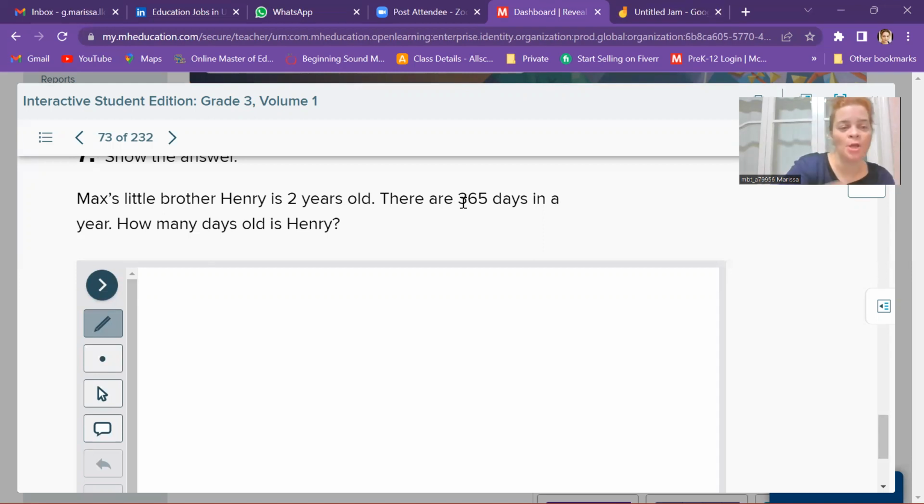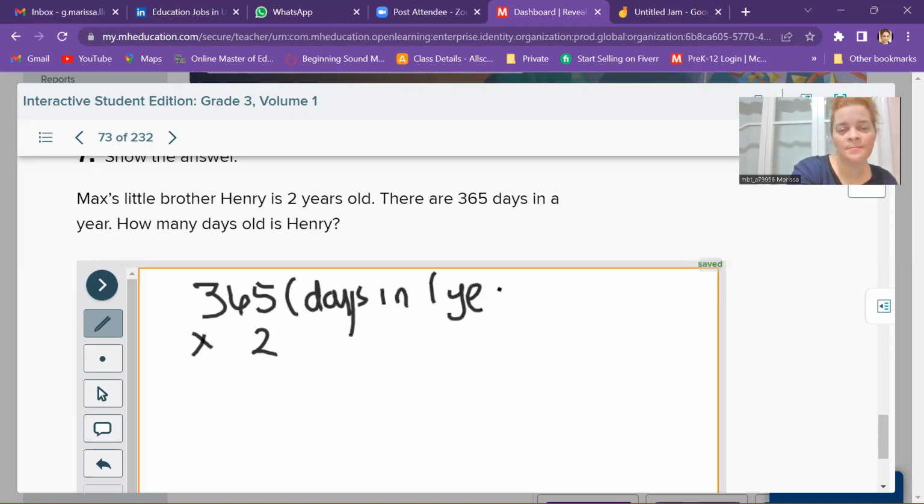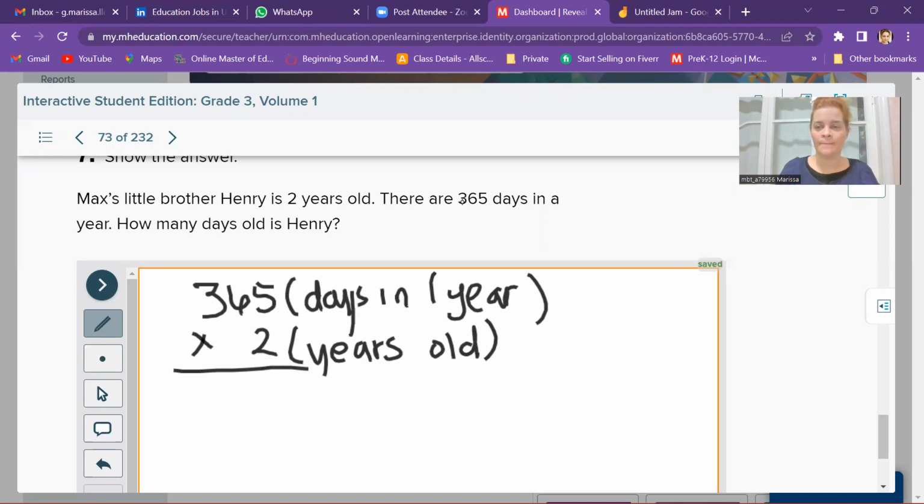So if you are really smart and you know your multiplication, you can do 365 times 2 because there's 365 days in 1 year, right? Is that right? And he is 2 years old. All right? And you can multiply if you know how to do that. Or you can add 365 plus 365 because it's 2 years. All right? And do this.